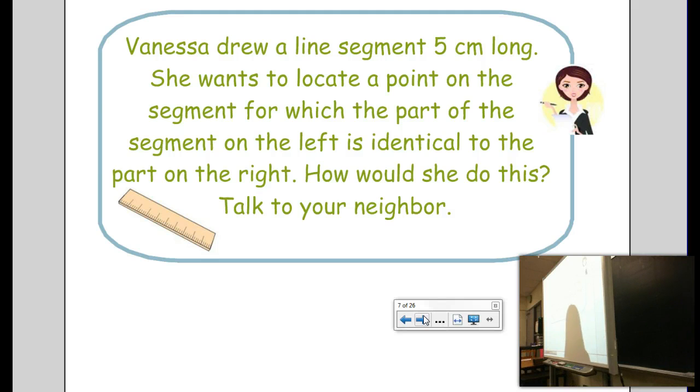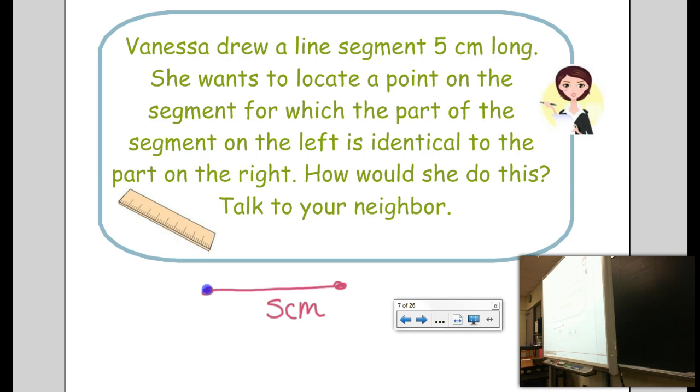Vanessa drew a line segment 5 centimeters long. She wants to locate a point on the segment for which the part of the segment on the left is identical to the part on the right. How would she do this?